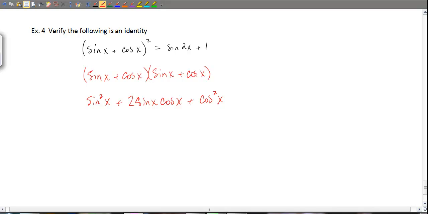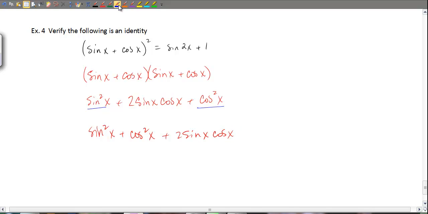And now let's see what we're going to do next. I hope that you recognize a sine squared and a plus cosine squared. I'm going to rewrite those so those are next to each other. That looks like sine squared x plus cosine squared x. And then I'm just going to bring down my 2 sine x cosine x.